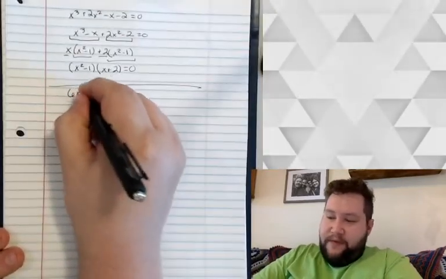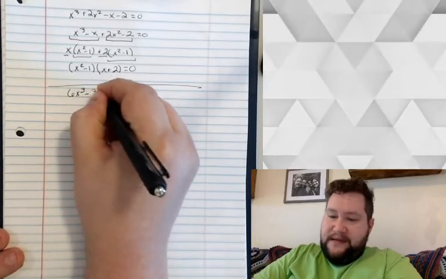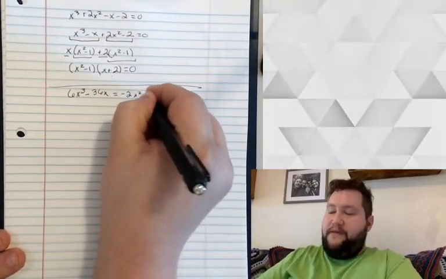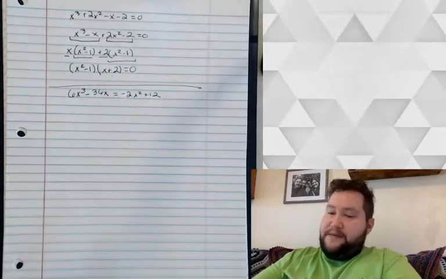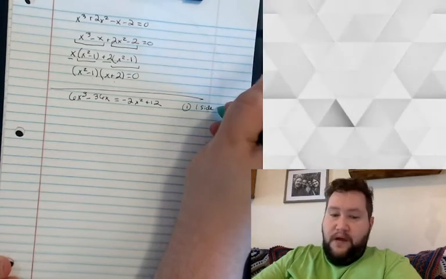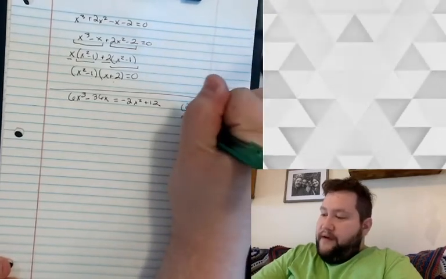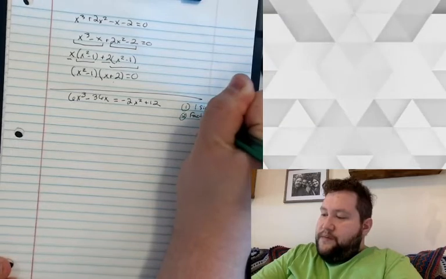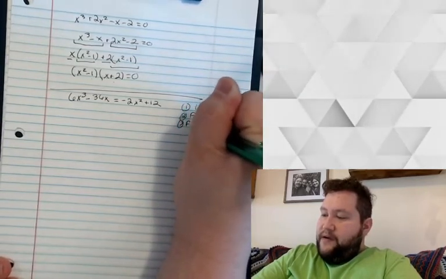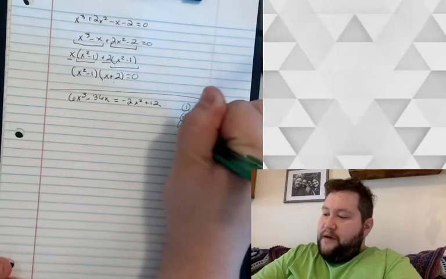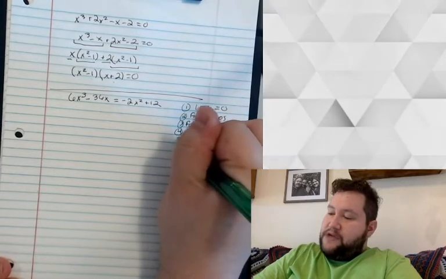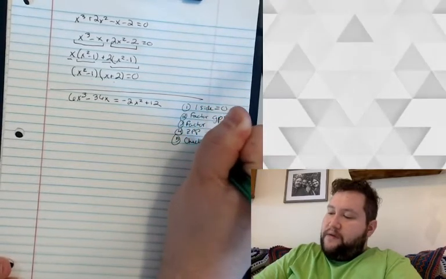6x cubed minus 36x equals negative 2x squared plus 12. Just write my steps real quick over here. So we need one side 0. We need to factor the groups, and we need to factor overall. We need to use our zero product principle, and we need to check our solutions.